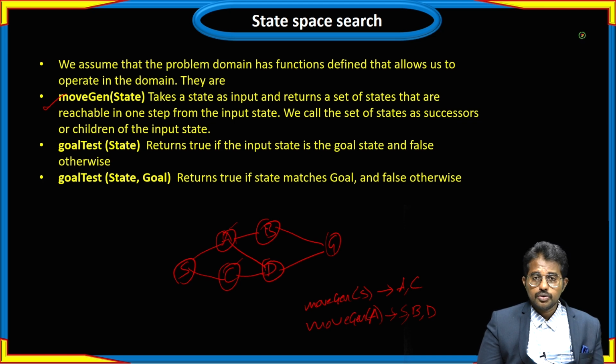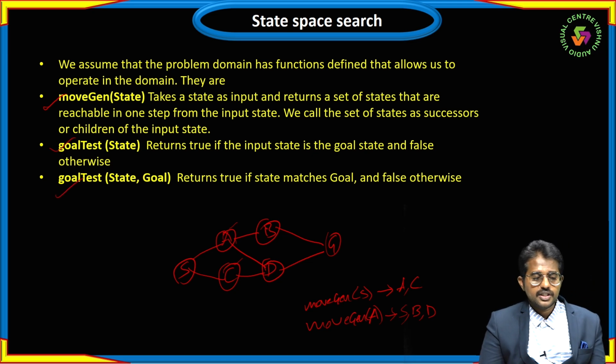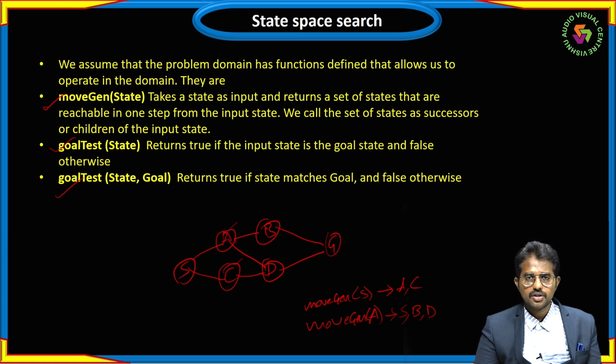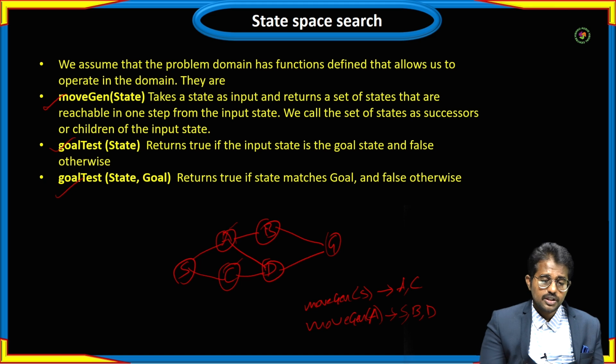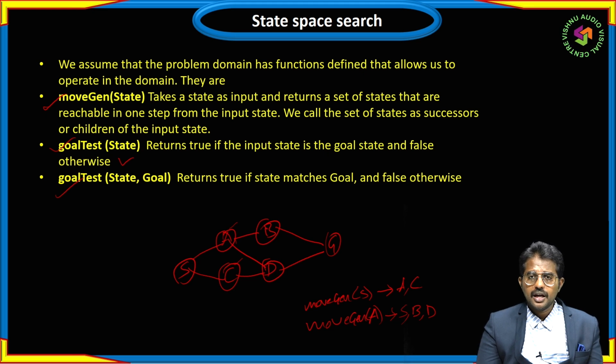Second, in generate and test we have checking whether it is a solution or not. For checking the solution we have two different functions, that is goal test of state, and also goal test of state comma goal. This goal test of state will give true if the particular input state is the goal state, otherwise it will give false.